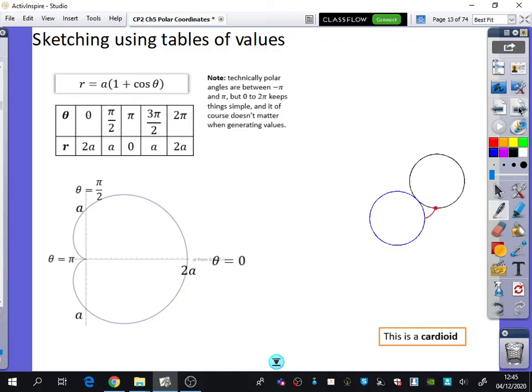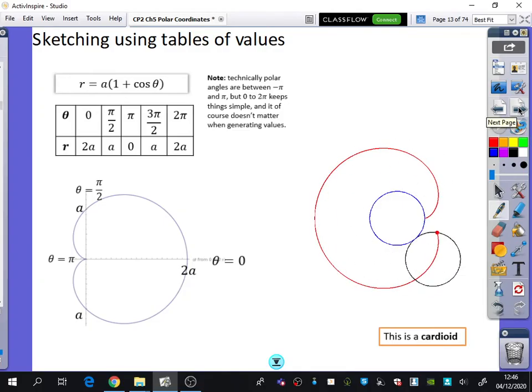Okay, so we're just going to do this, and then we're going to stop the lesson here. One of the ways that you can sketch these, or at least reason with them, because you're never going to have to draw one of these by hand, but you do need to try and reason with what's happening, is you can sketch them using a table of values.